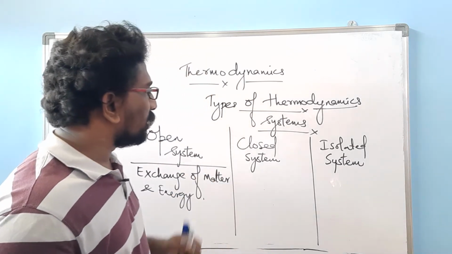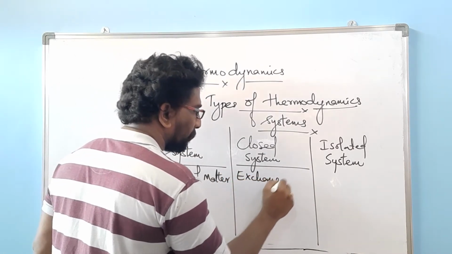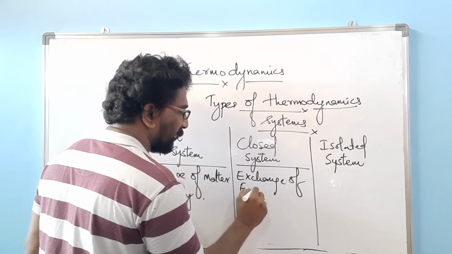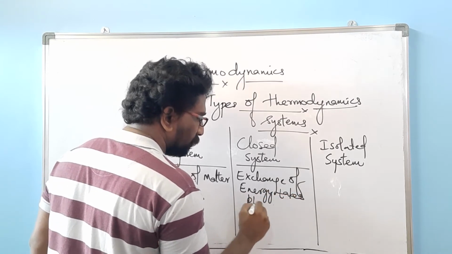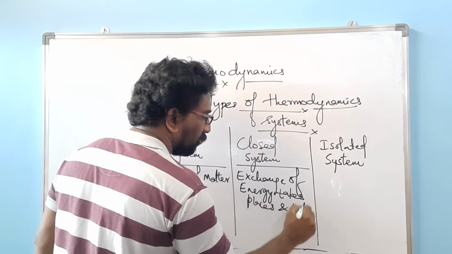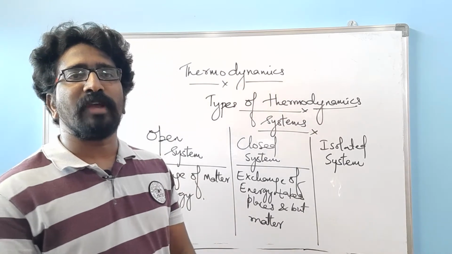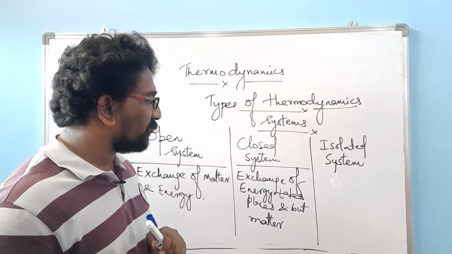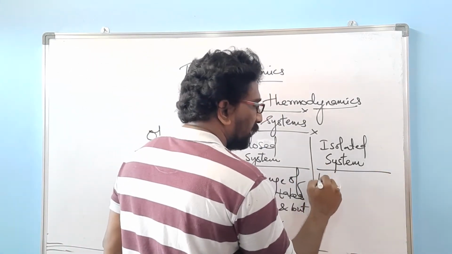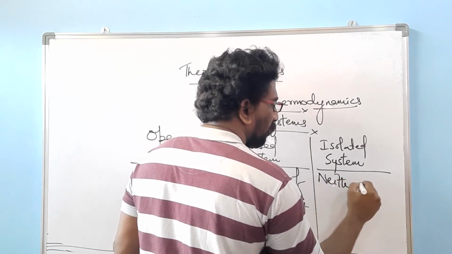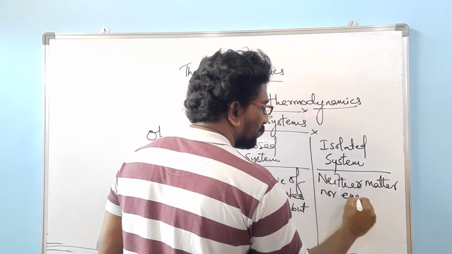Now coming to the closed system. In the closed system, exchange of energy takes place, but not matter. So matter exchange will not happen here. Only it will be an exchange of energy. So exchange of energy takes place here in case of closed system. Now coming to the isolated system, neither matter nor energy is exchanged.